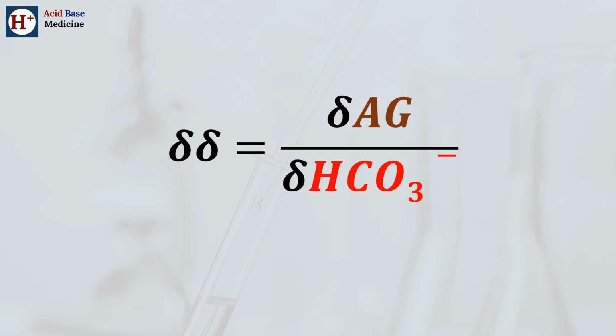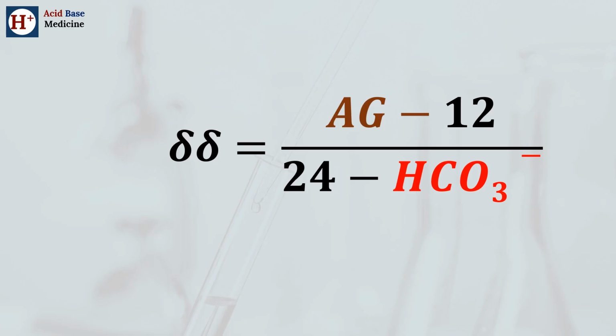So what is the delta-delta ratio? The delta-delta ratio is a diagnostic tool used in the context of high anion gap metabolic acidosis to identify potential mixed acid-base disorders. This ratio compares the change in the anion gap to the change in bicarbonate concentration.